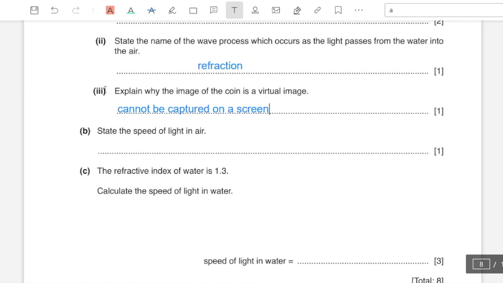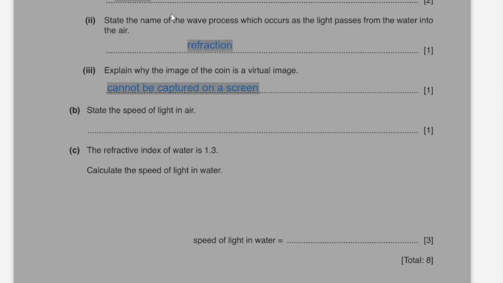B. State the speed of light in air. Alright, that is 3 into 10 to the power of 8 meters per second.